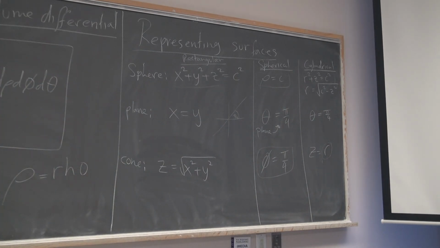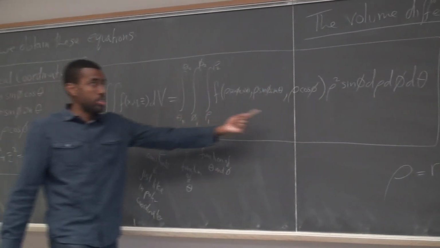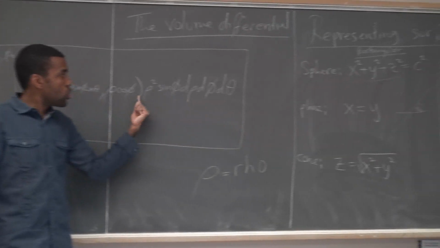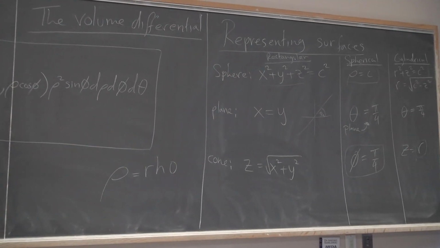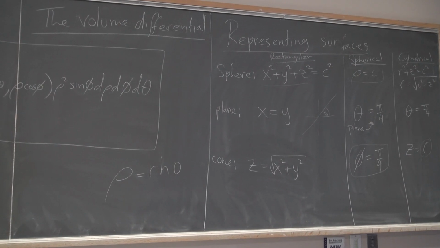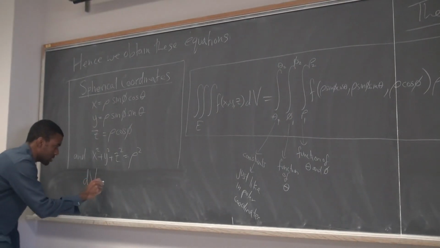So for spherical coordinates, the important things to know are these: x equals rho sine phi cosine theta, y equals rho sine phi sine theta, z equals rho cosine phi, and x squared plus y squared plus z squared equals rho squared. And to translate, you just plug those in for x, y, and z. Your dv becomes rho squared sine phi d rho d phi d theta. Let me add that equation here. It's in a box, so you know you have to remember it.